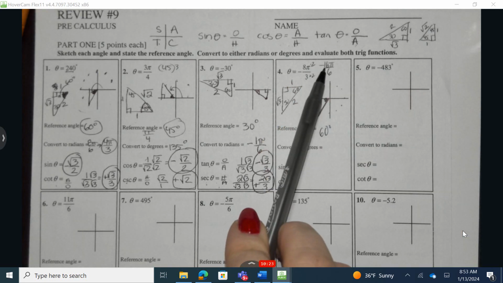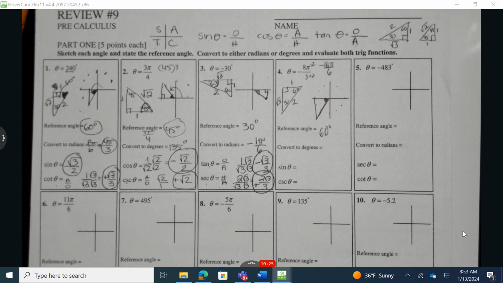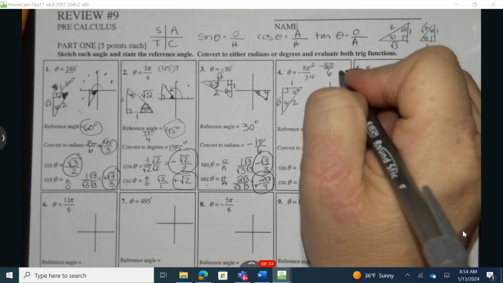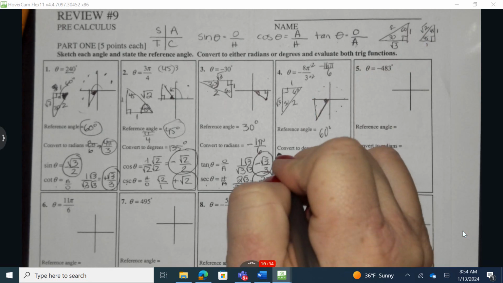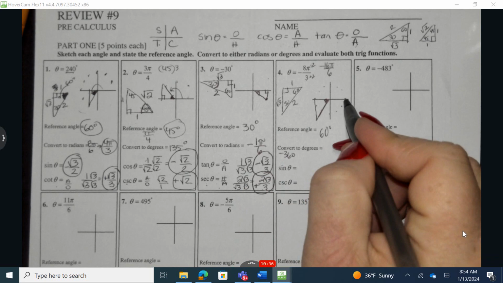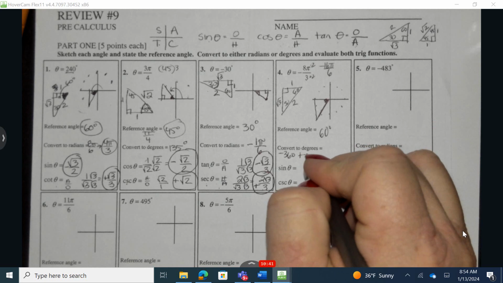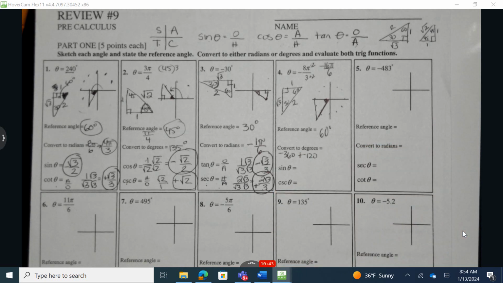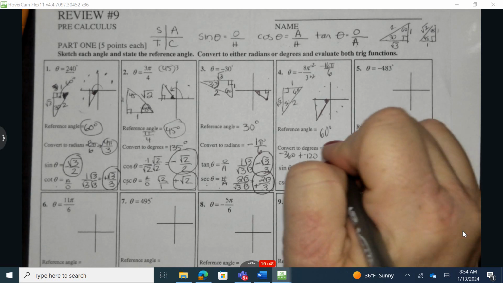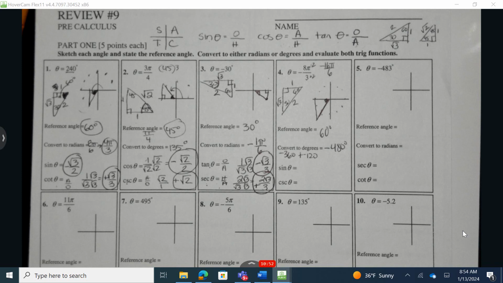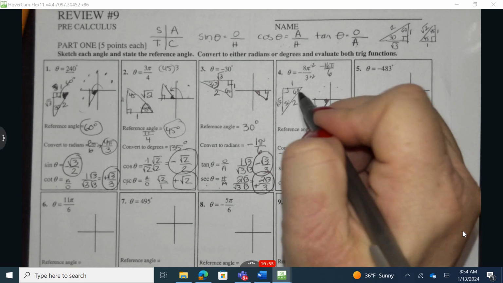Now let's convert this into degrees. There's a couple different ways we could do this. We did one revolution, and it was backwards, by the way. So I'm going to write negative 360 one time, and then we did additional 30, 30, 30, and 30. So 4 groups of 30 is 120. So I want to add together 360 plus 120, and that would provide us a negative 480. Okay, so this is our angle.